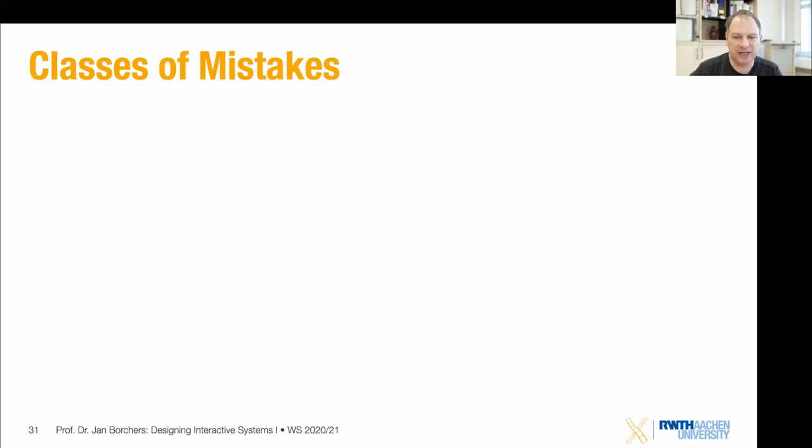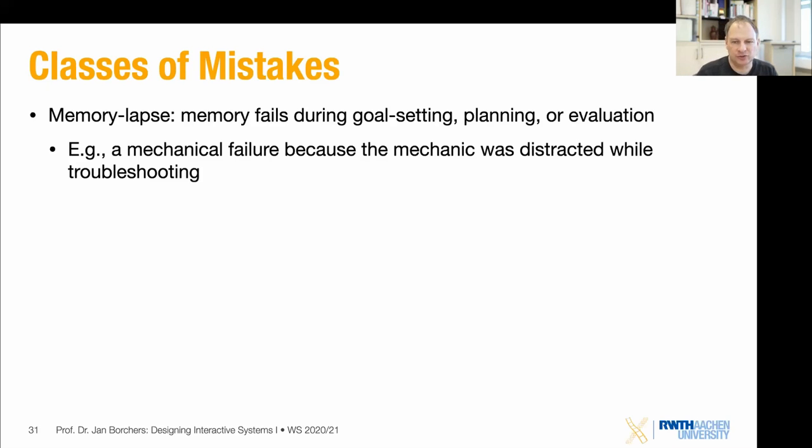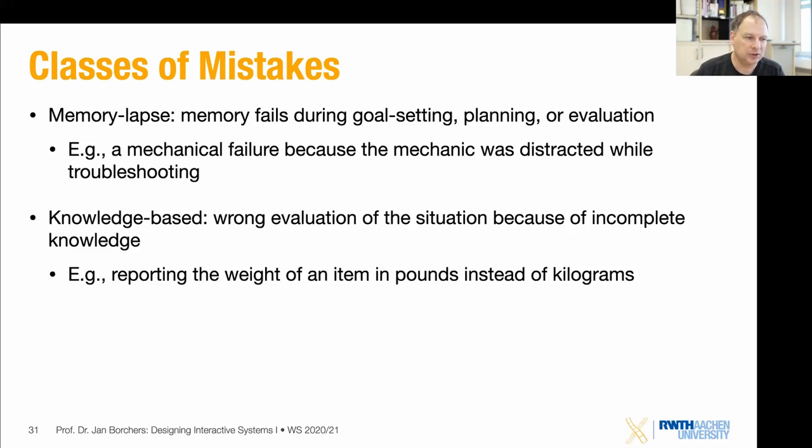And here are a couple examples of them. You'll find more details on this in Norman's book. There are memory lapse mistakes, which means basically you have a memory fail during your goal setting or planning or evaluation. So for example, a mechanical failure because the guy working on troubleshooting a device was distracted while he was troubleshooting. They can also be knowledge-based, where you look at a situation and you evaluate it consciously and you come to the wrong conclusion because you didn't have all the knowledge that you needed. For example, you report the weight of an item in pounds instead of kilograms because you weren't sure which unit was being used.